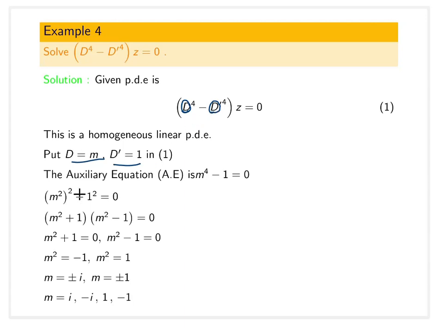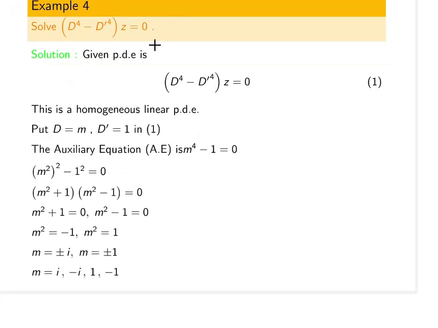So the m⁴ we can take as (m²)² − 1². This is the a² − b² formula. Therefore, we can replace with (a + b)(a − b) and find the roots. The roots are plus or minus i and plus or minus 1. Since it is D to the power 4, we get 4 roots. So m = i, −i, 1, −1.